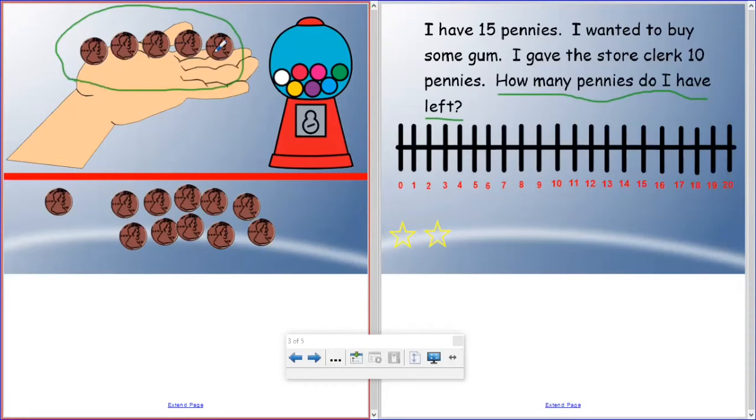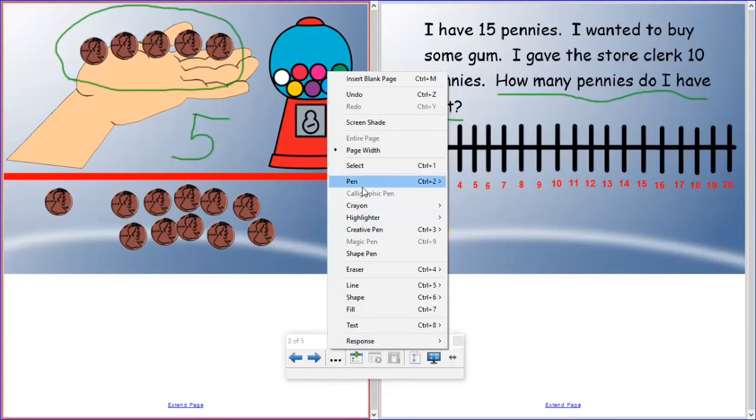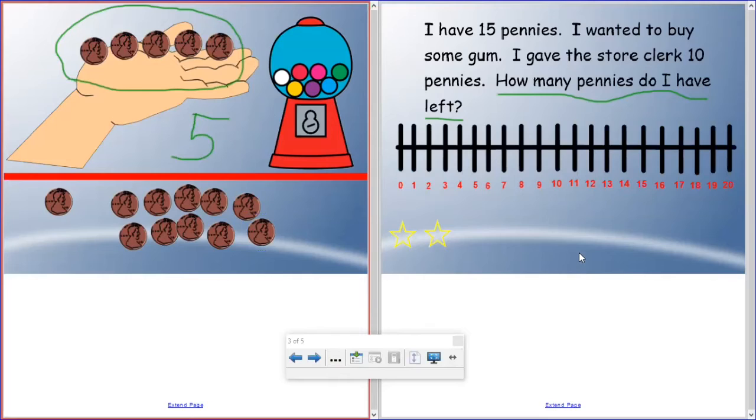So how many pennies do I have left? 5. Let's write the number 5. 5 pennies answers the question. How many pennies do I have left? We answered the question. Now let's go over to the number line. And I'm going to show you how to solve the problem by using the number line.